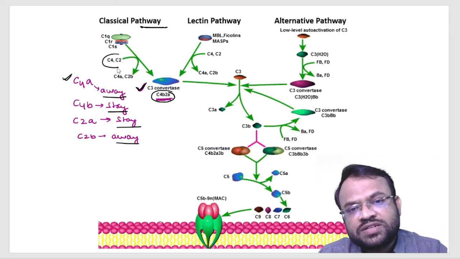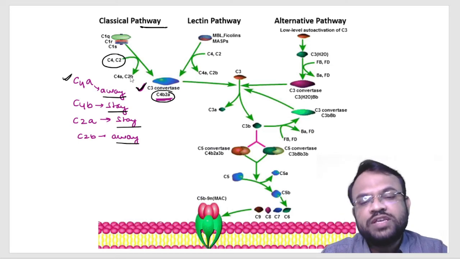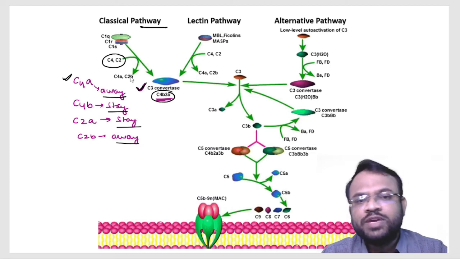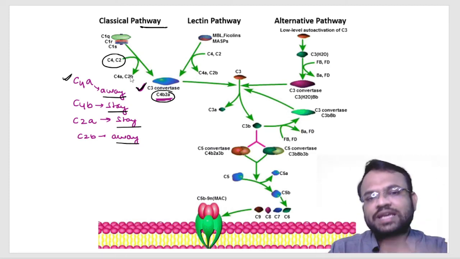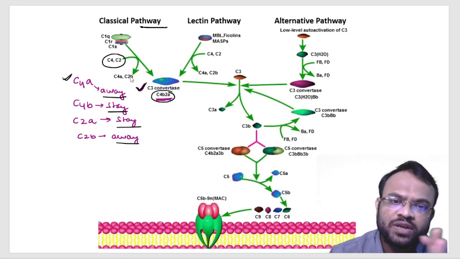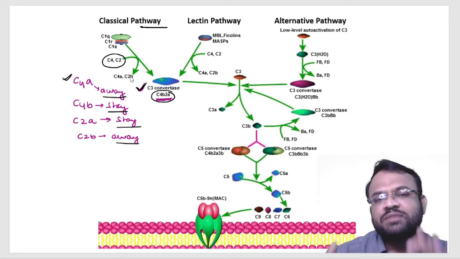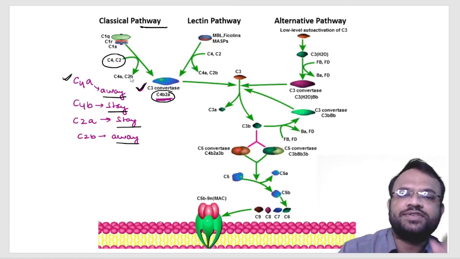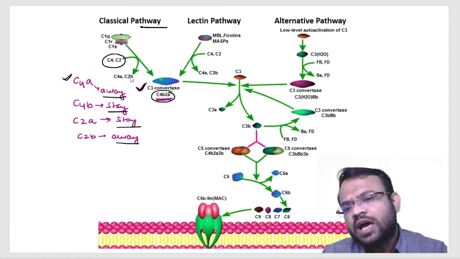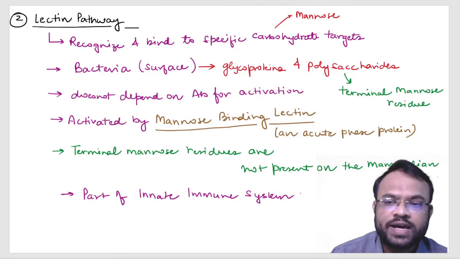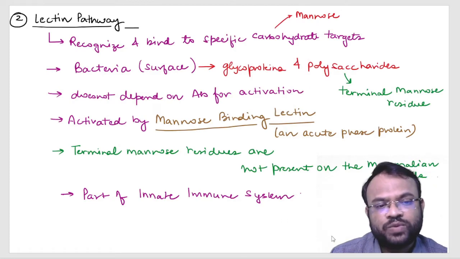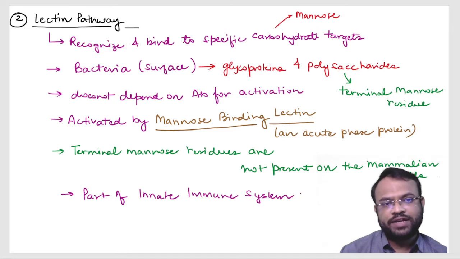Over here you can see that C4 and C2 get converted into C4A, C4B, C2A, C2B, and I've already told you which ones move away and which ones stay there. So formation of C3 convertase is the place where the classical pathway ends. Okay. Now let us move towards the next pathway, called the lectin pathway. Let us talk about the lectin pathway.